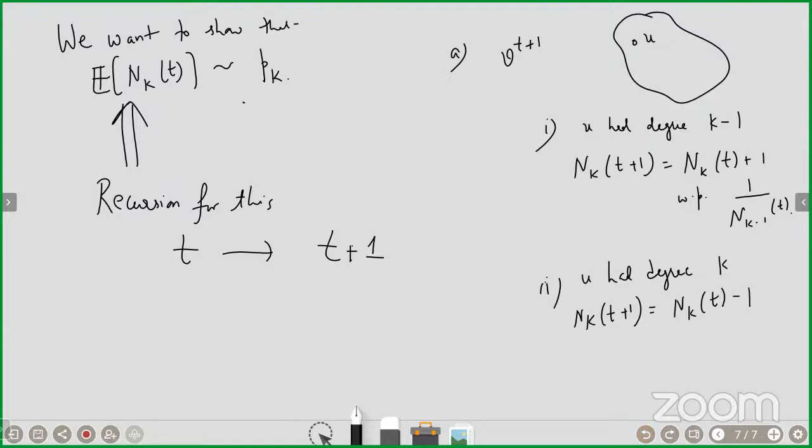Because you push that guy's degree up, so the number of nodes with degree k actually went down. And this happens with probability 1 by nk. What else happens? It doesn't attach anybody. No, there's something more. For k equal to 1 and k equal to 2, you have to account for that. When a new node arrives, it gets attached to somebody. Its own degree also goes up by 1.